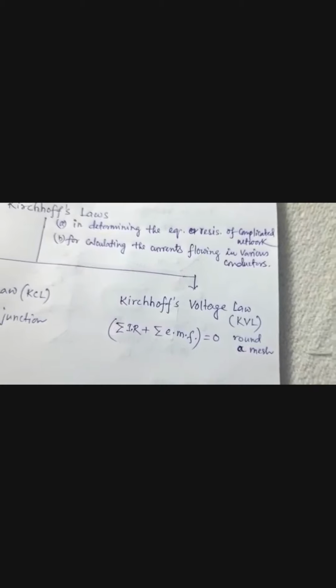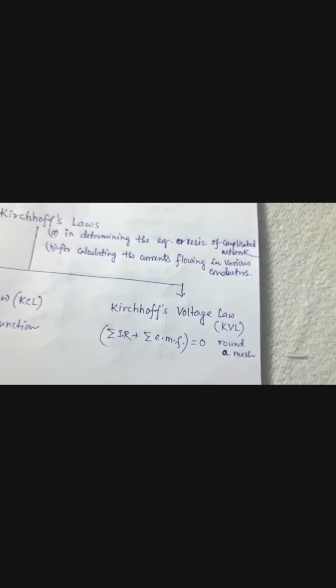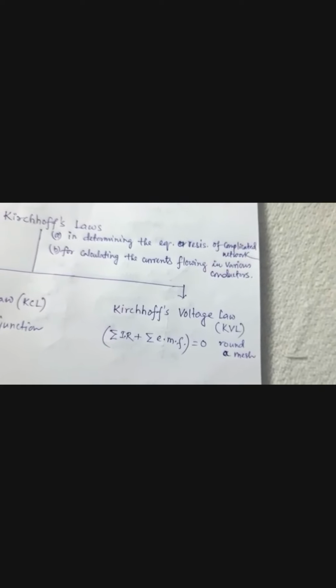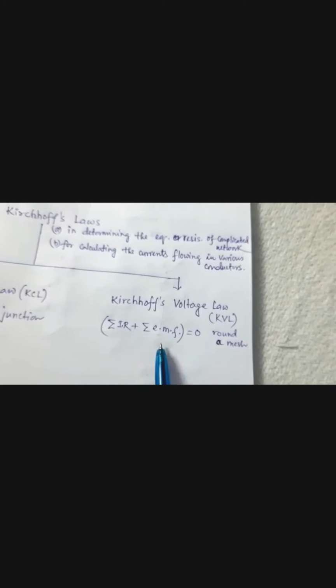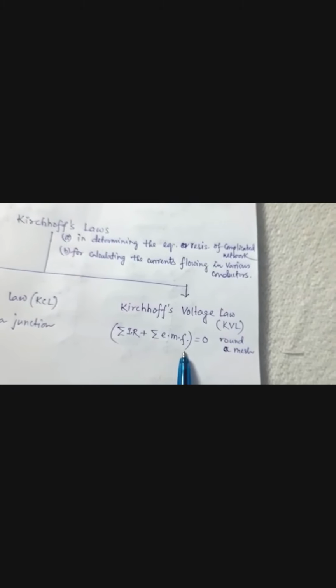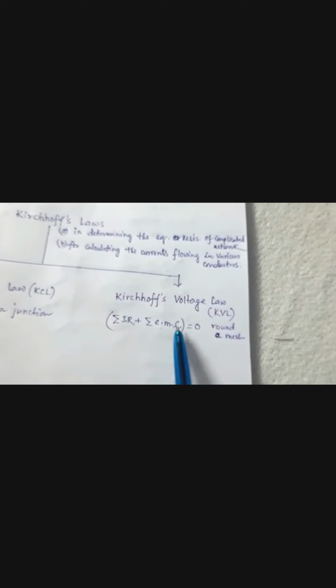Now, Kirchhoff's voltage law. It states that the algebraic sum of the products of currents and resistances in each of the conductors in any closed path or mesh in a network, plus the algebraic sum of the EMFs in that path, is 0. That is, the sum of IR drops plus the sum of EMFs equals 0 in a mesh or closed path. This is KVL.